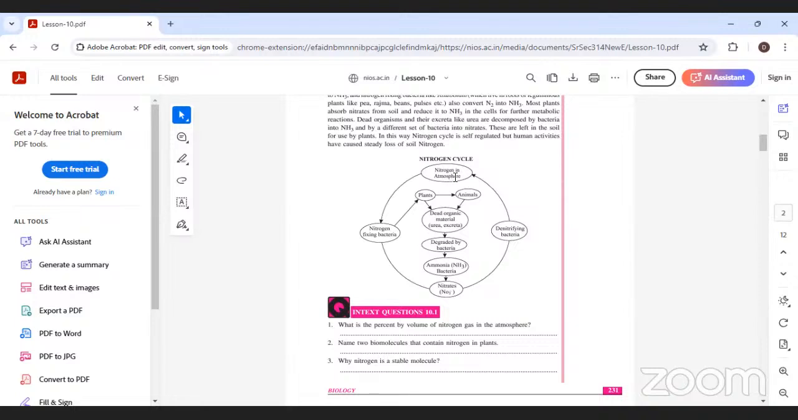The first important process: the transformation of atmospheric gaseous nitrogen by microbes, certain photosynthetic bacteria and blue-green algae, into the combined form NH4, in nitrogen-fixing bacteria and the green plant. This process is generally called biological nitrogen fixation.